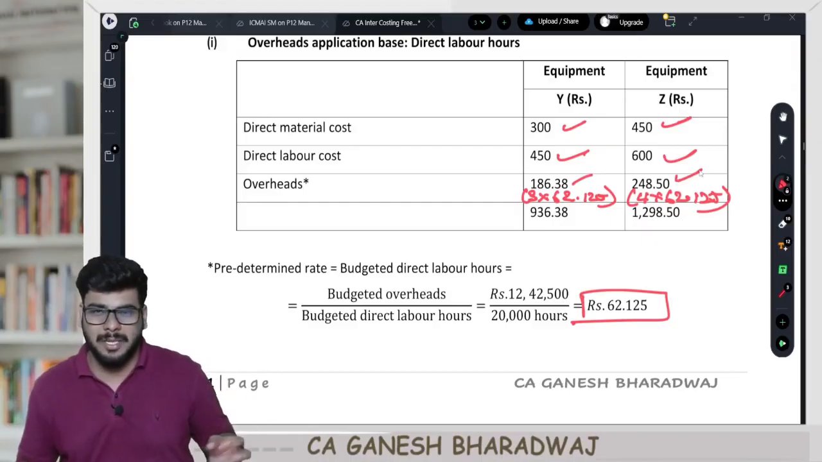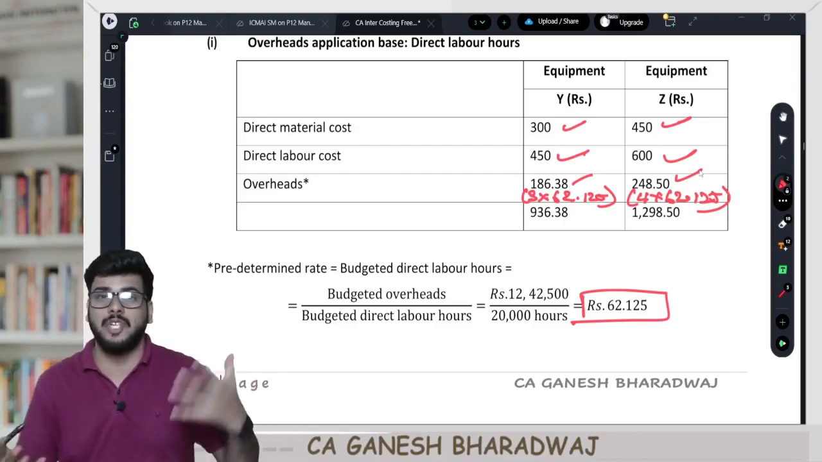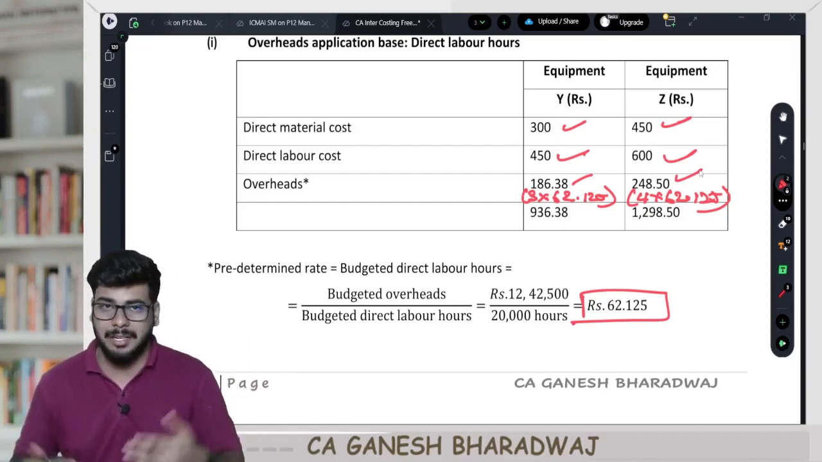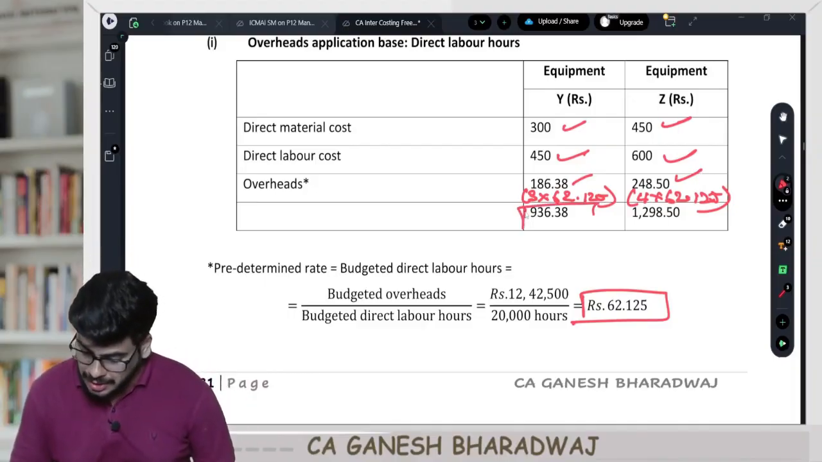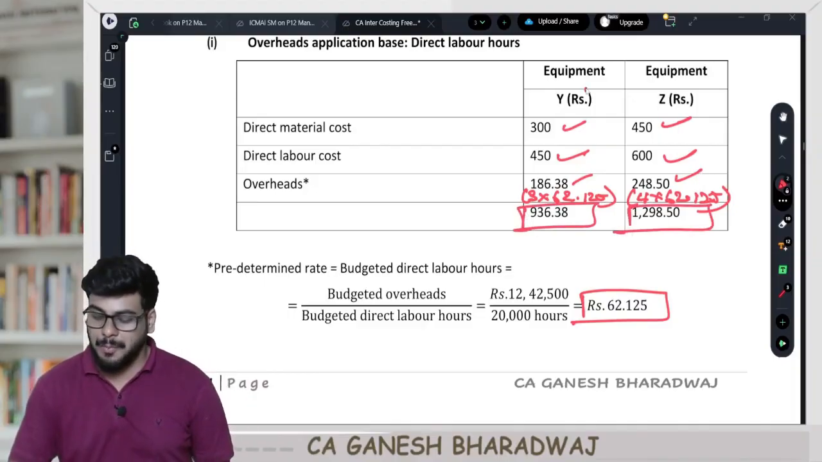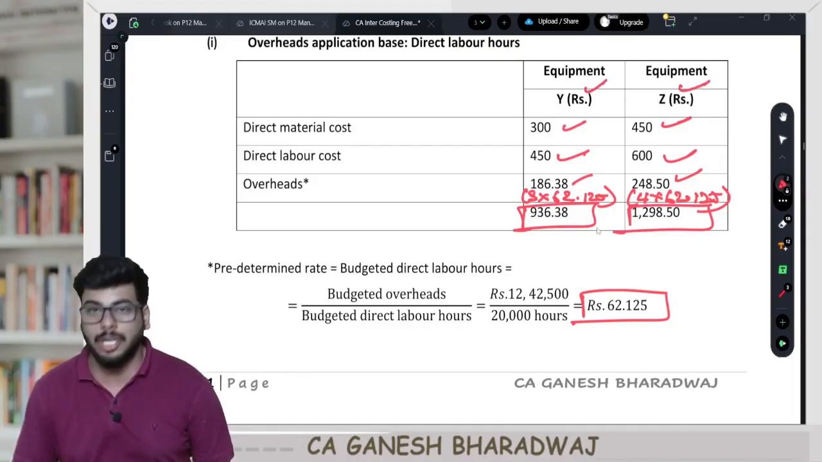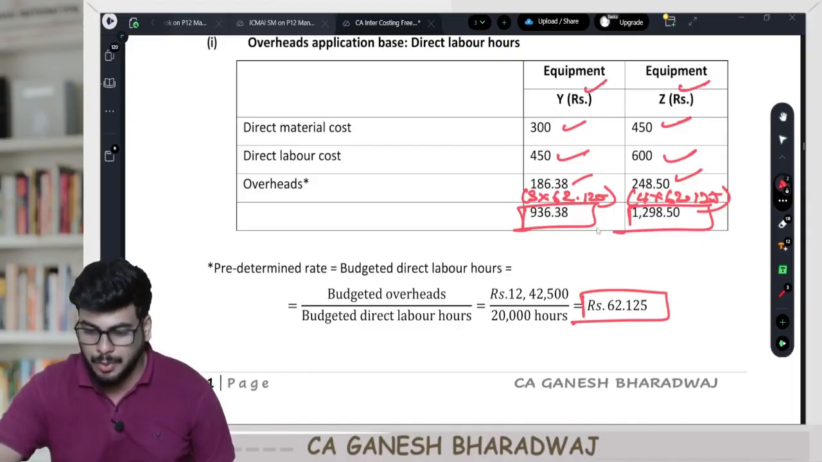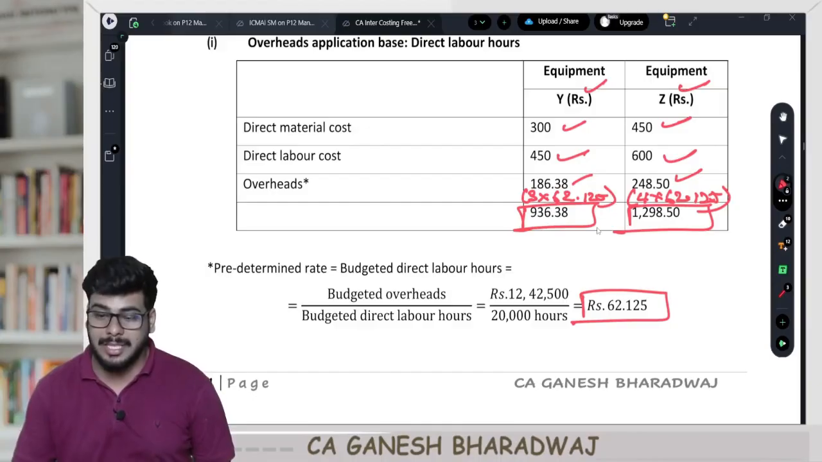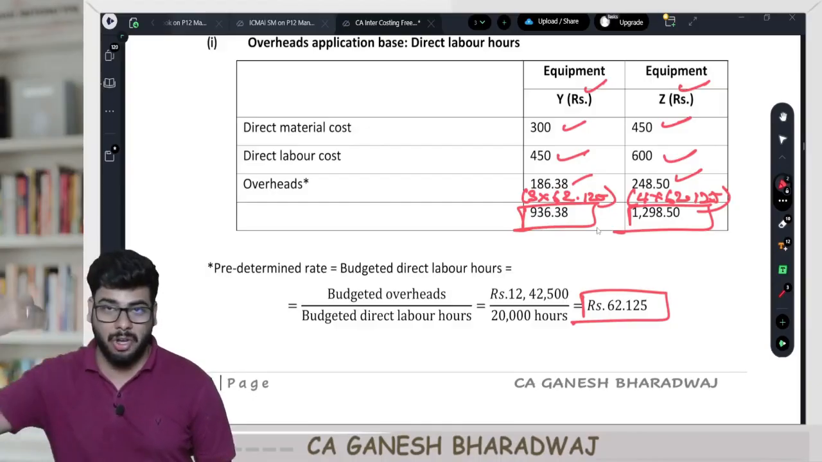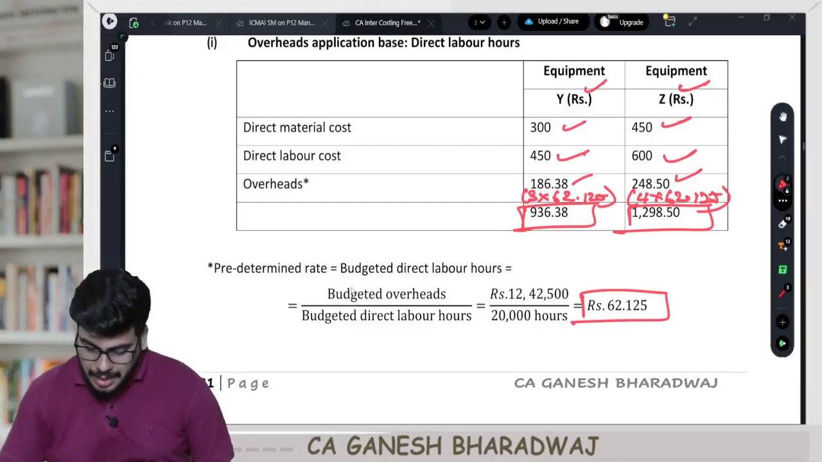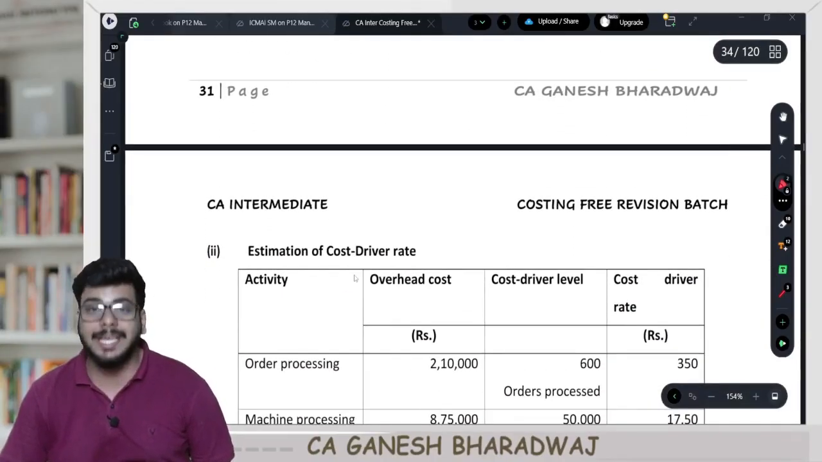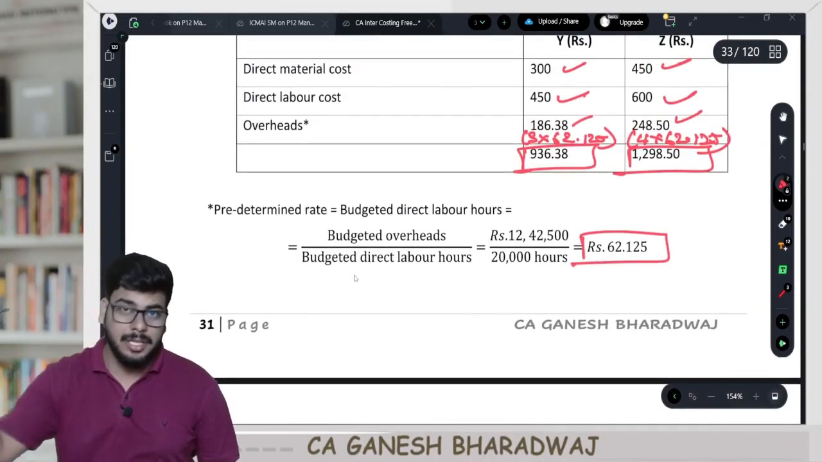Now it's pretty much simple. What they have done, they have taken an absorption rate, maybe in this case even a blanket rate they have taken, and charged it off to the products. Are you clear with this, guys? So with this, you've got the equipment Y and equipment Z's total cost, you have arrived at it. Clear with this, guys? Now this is based on your traditional costing system.